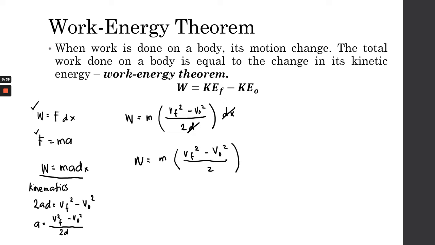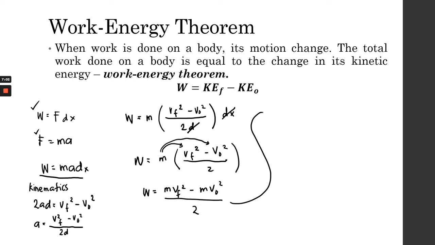And rearranging the equation, we can multiply m into both velocity terms, where we're going to get m v final squared minus m v initial squared, divided by 2. And we can actually rearrange this equation, and we're going to get 1/2 m v final squared minus 1/2 m v initial squared.